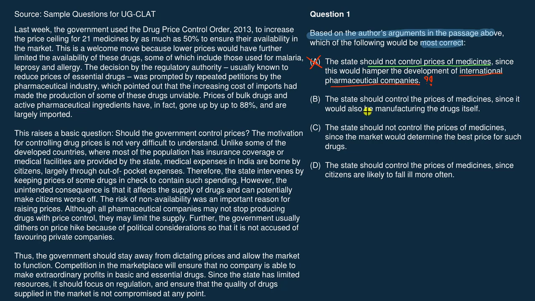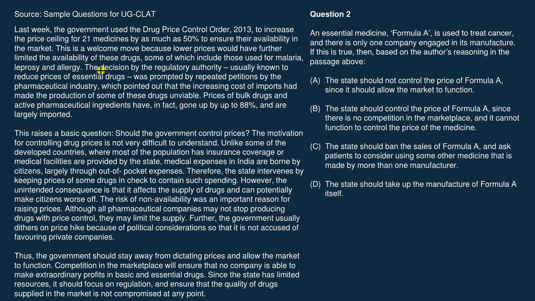The state should control the price of medicine. Gone. No, the state should not control. Okay, which means this makes sense. The state should not control the price of medicine. Good. Since the market would determine the best price for such drugs. This is C, right? And answer choice number D says state should control the price of medicine. Makes no sense. So basically this particular is what the author's argument is. The answer to this question, ladies and gentlemen, is very clearly C.